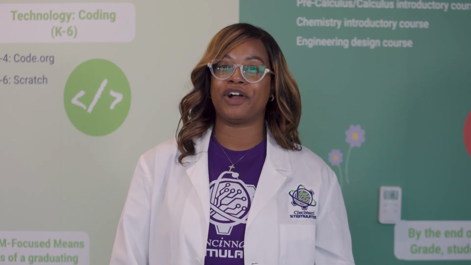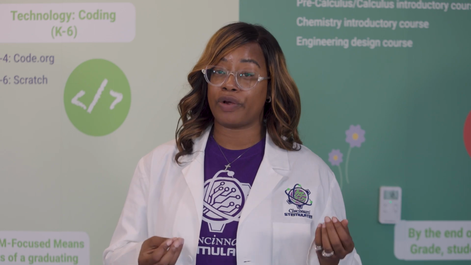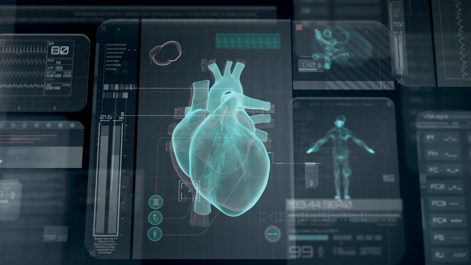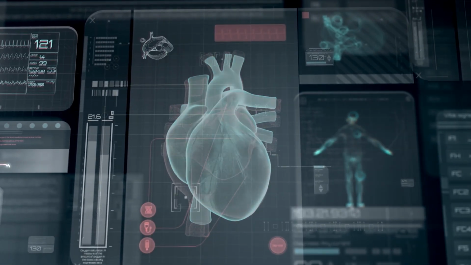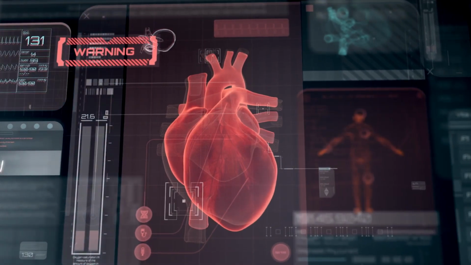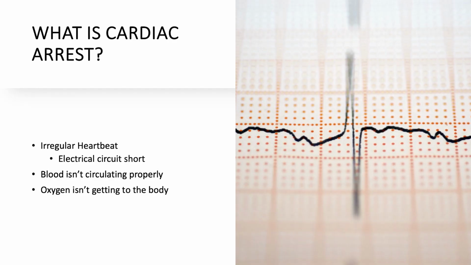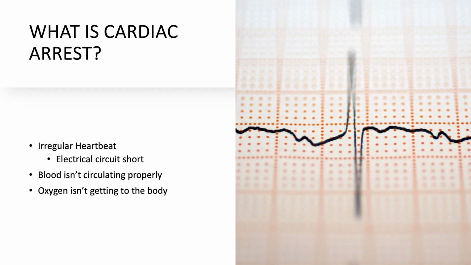So today we're going to talk about cardiac arrest and how that correlates to your heart rate. So cardiac arrest is when you have an electrical short or the heart starts to beat irregularly, and it stops the flow of blood the way it needs to circulate through your body, which means that oxygen isn't getting circulated through your body in the way it needs to.